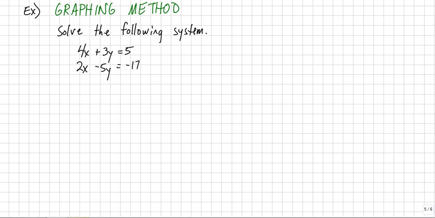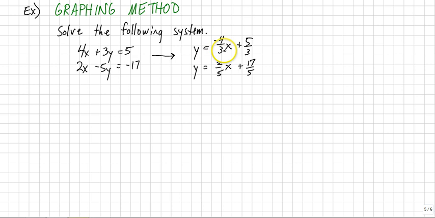So we want to solve both of these equations for y. So if I solve the top equation for y, you get y equals negative 4/3 x plus 5/3. So all I did was subtract 4x over to the other side and divide by 3. And then on the bottom, we get y equals 2/5 x plus 17/5. And again, all I did was subtract 2x from both sides and then divide everything by negative 5.